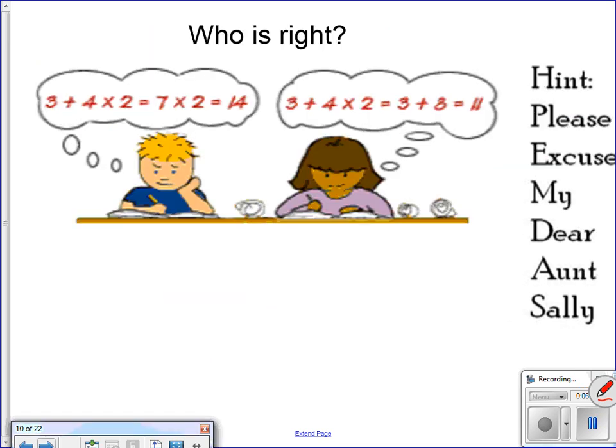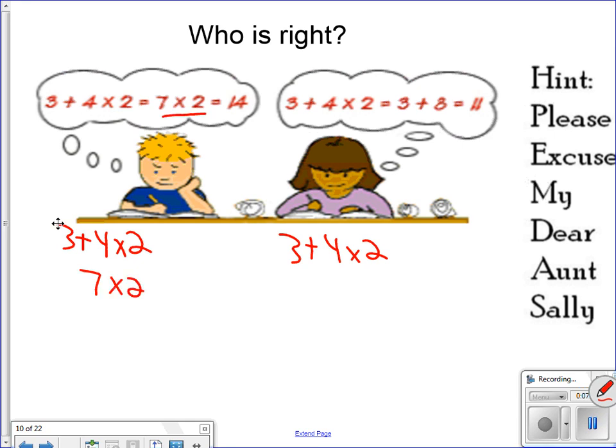The problem here. So who is right? Let's take a look at who is right here. This says right here 3 plus 4 times 2. This one says 3 plus 4 times 2. Okay. Well, in this problem right here, it looks like they added first to get 7 times 2. Right here, looks like they multiplied first and got 3 plus 8. Well, who's correct? Let's take a look here. So you would get 14 for an answer here, and you'd get 11 for an answer here.